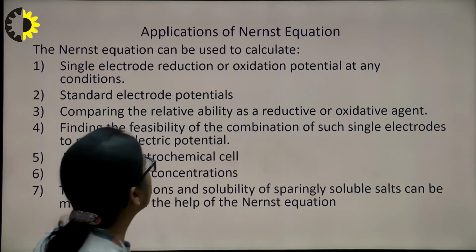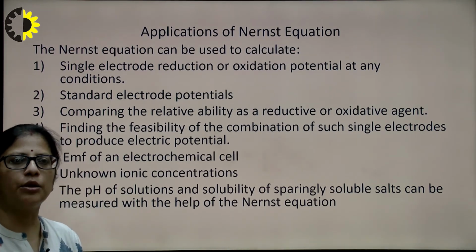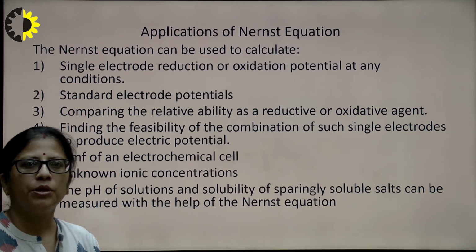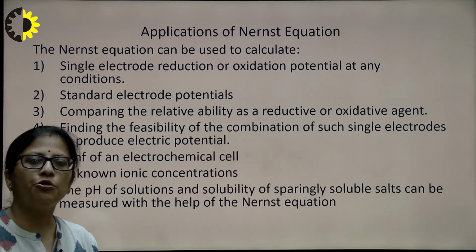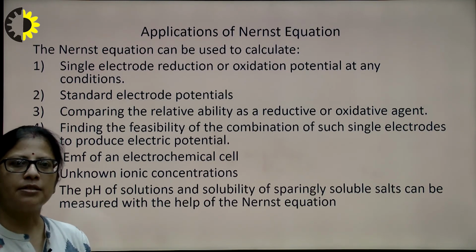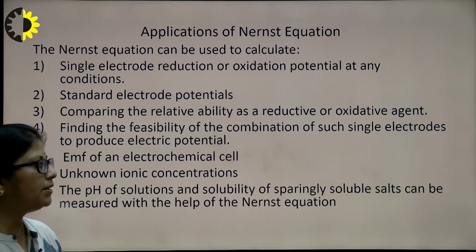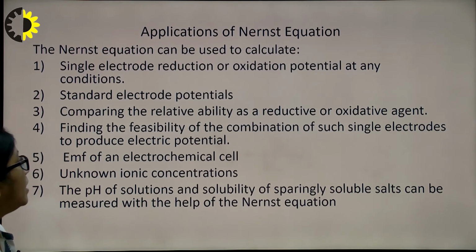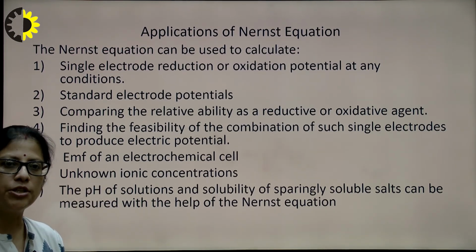Now, next, coming to the applications of Nernst equation. The Nernst equation can be used to calculate the single electrode reduction or oxidation potential at any condition, that is standard conditions and non-standard conditions. We can calculate the standard electrode potentials. We can compare the relative ability as a reductive or oxidative agent.